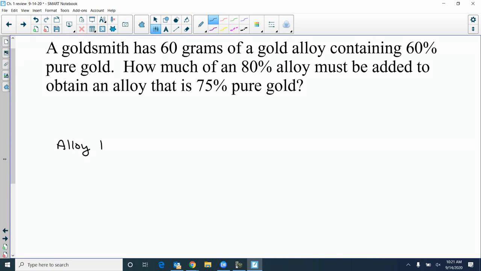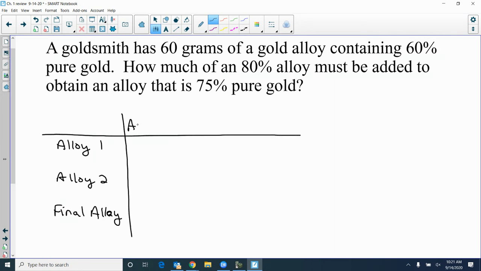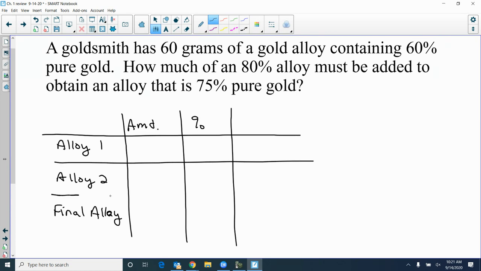I'm just going to call this alloy 1, alloy 2, final alloy. Amount, percent, pure gold. All right, set up what you need, and I'll do it here in a second. If you think you're good, move on.